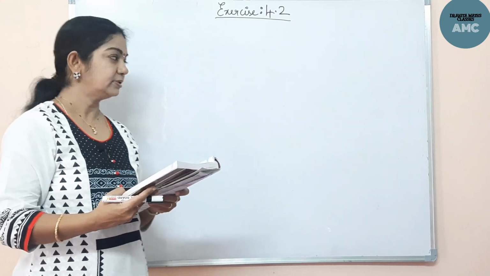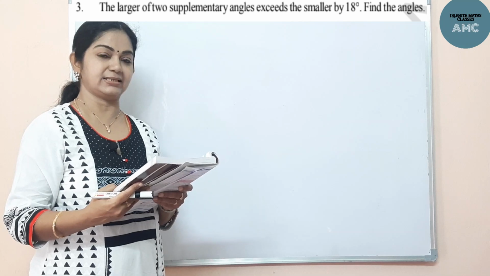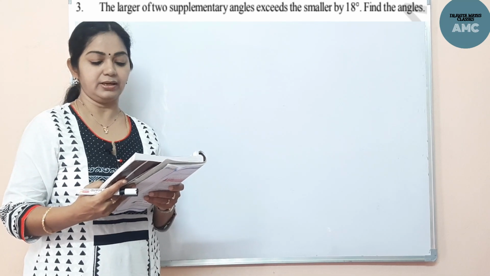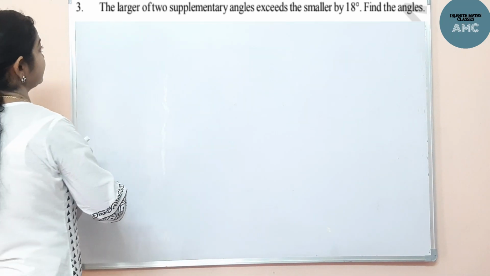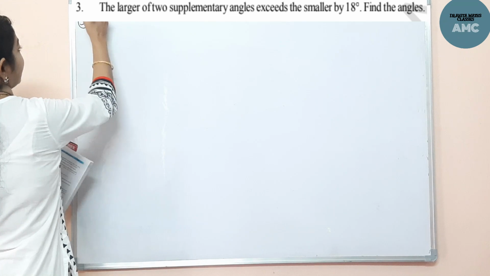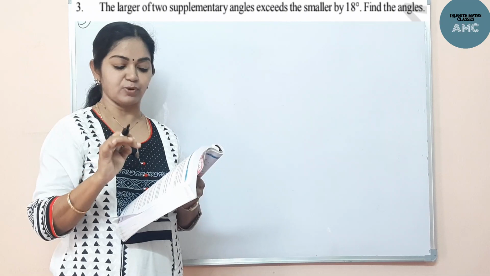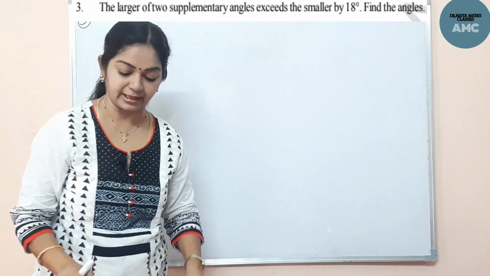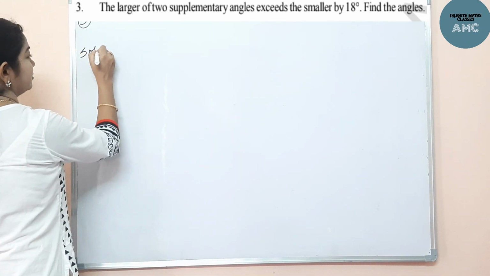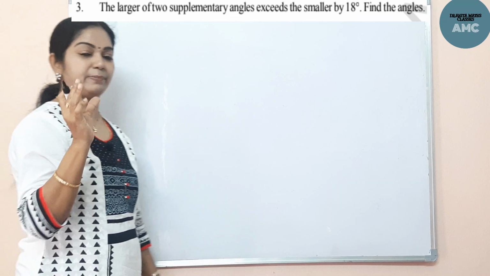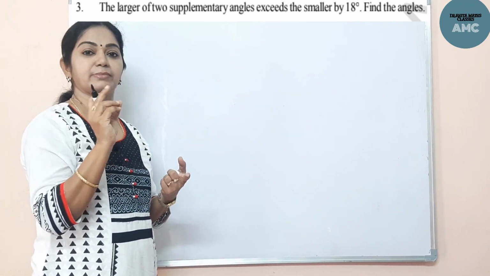The third problem, in the same exercise: the larger of two supplementary angles exceeds the smaller by 18. Find the angles. Now here, this is the third problem. What are supplementary angles here? The pair of angles whose sum is 180, isn't it? Complementary means the pair of angles whose sum is 90 degrees.